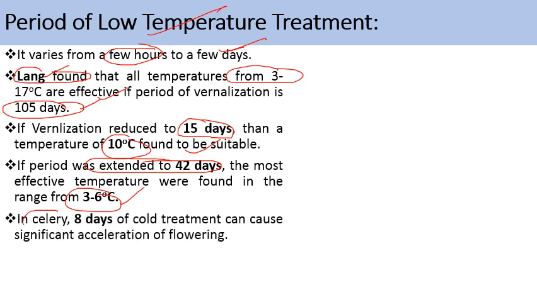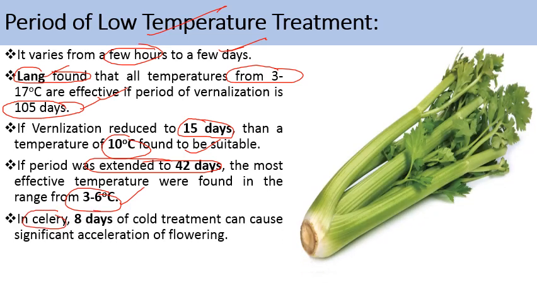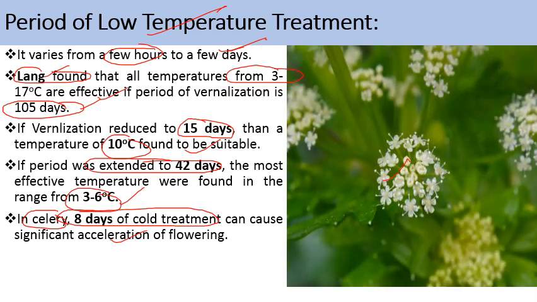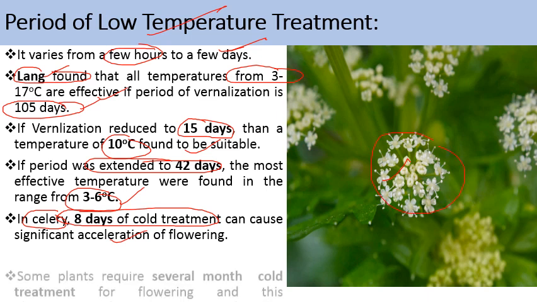In celery, 8 days of cold treatment can induce significant acceleration of flowering. So celery requires 8 days of cold treatment that can induce flowering. This is the photograph which shows flowering in celery plant.